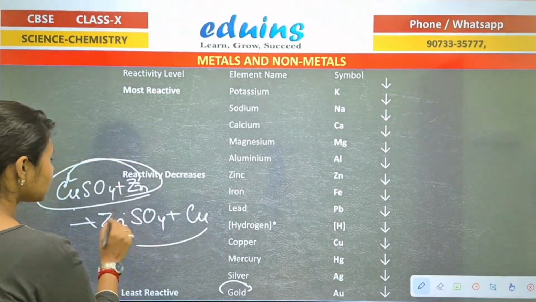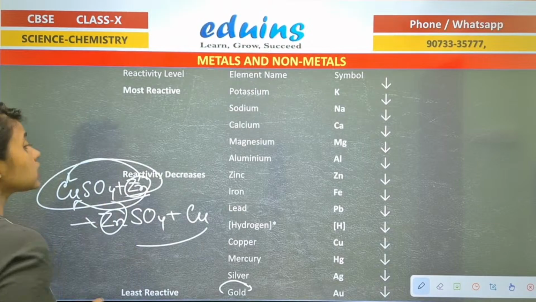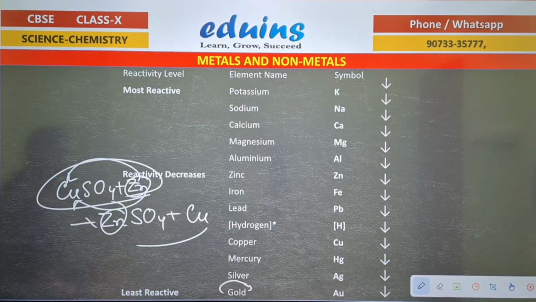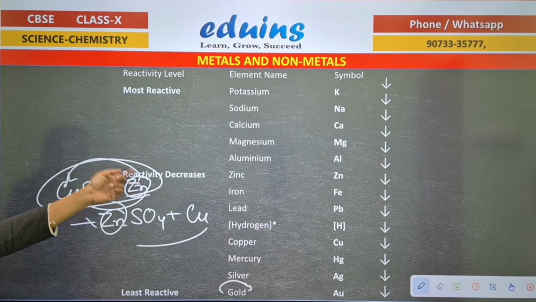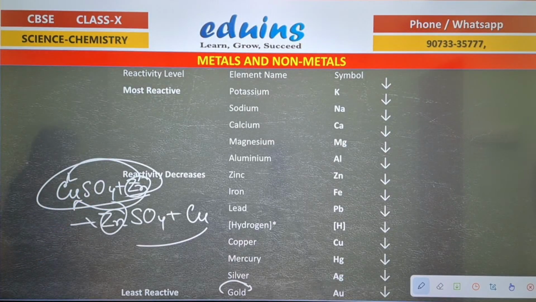So zinc takes the place of copper and displaces it, because copper is less reactive and zinc is more reactive than copper. So it takes its place. That's how the reaction occurred, and we get the idea from the table. This is the reactivity series. For today, we have to study this reactivity series.